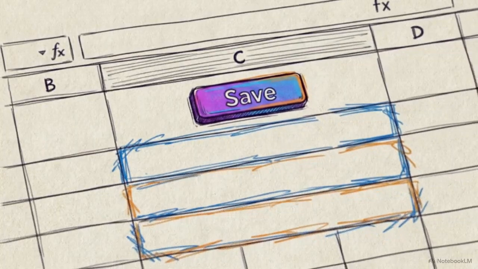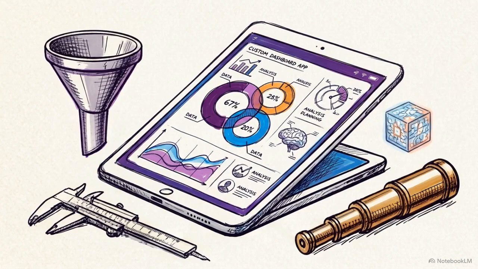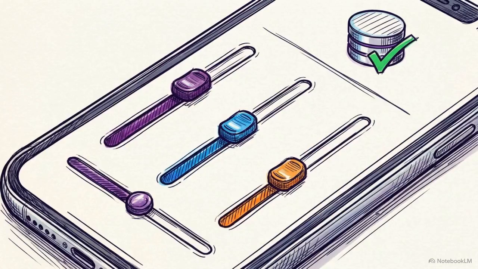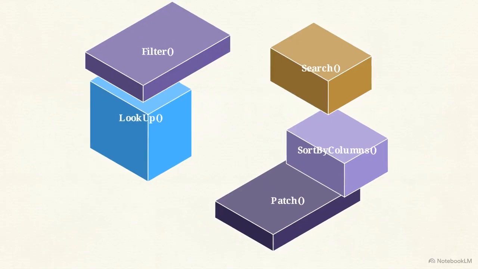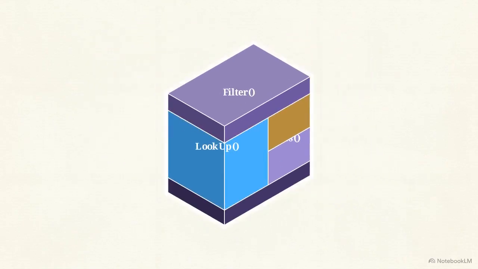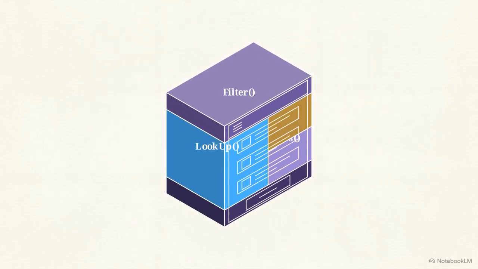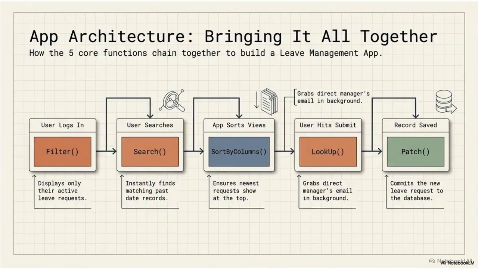Once you master Patch, you are no longer limited to out-of-the-box templates. You can build highly customized user interactions that modify your source data exactly how you intend. Now that we have these 5 tools, let's look at how they actually chain together to form a complete, functioning software architecture. This architecture flowchart maps out a standard leave management app.